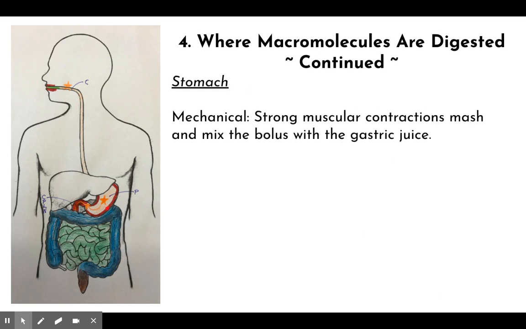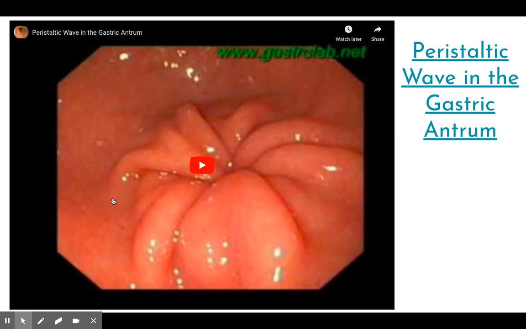In the stomach, we're going to have that mechanical digestion that we talked about, where the strong walls of the stomach are going to contract and mash up, mix that bolus with gastric juice. That is the liquid that's being created by the lining of the stomach. In this video, we're going to see that peristaltic wave as the muscles contract along the stomach. So this video is taken from the inside of a stomach.